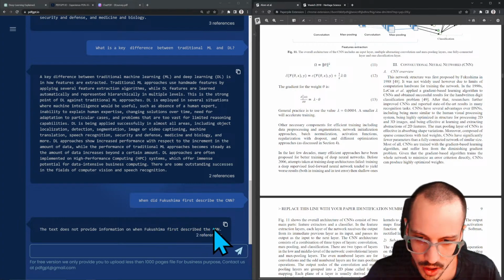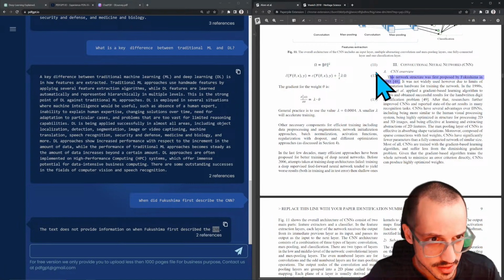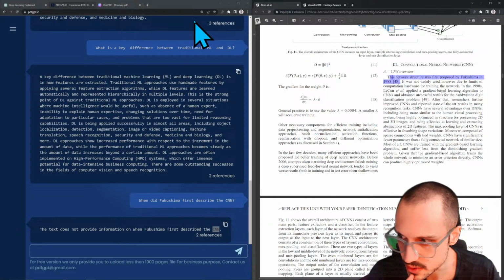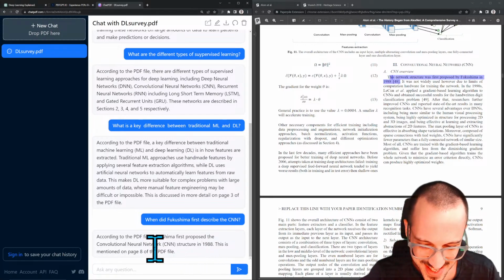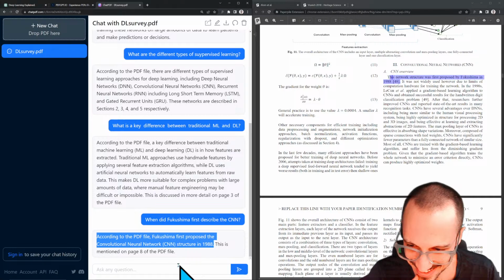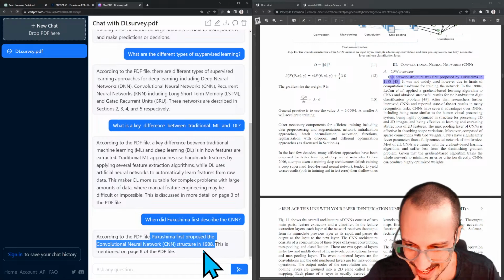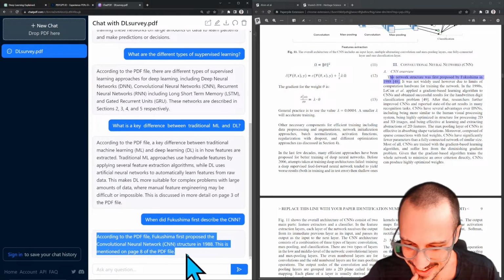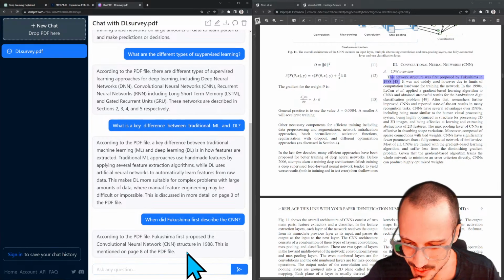I think because the word CNN is not in this sentence, right? It says CNN overview, but that's part of the title. And then here, the first sentence with the 1988 does not contain the tokens for CNN. So maybe that's where it got confused. Let's look at ChatPDF. Oh, look at it. ChatPDF got it. According to the PDF file, Fukushima first proposed the CNN in 1988. All right. Good old ChatPDF doing good here.